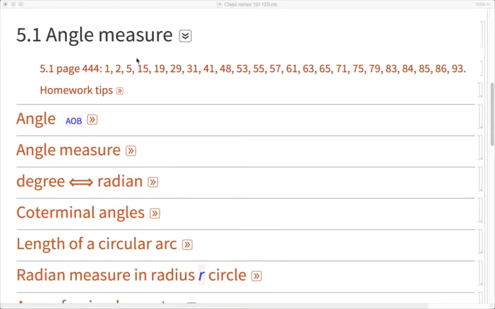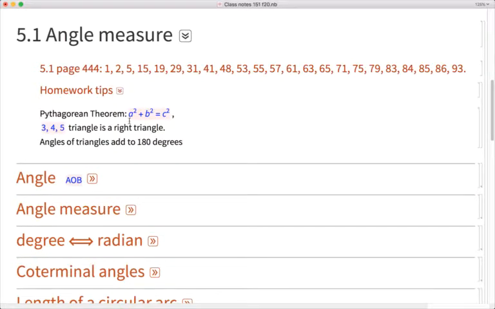Okay, today we start Chapter 5, Section 5.1, Angle Measure. So, a pretty long homework assignment, but a lot of them will go really quickly. A couple of homework tips for you here.